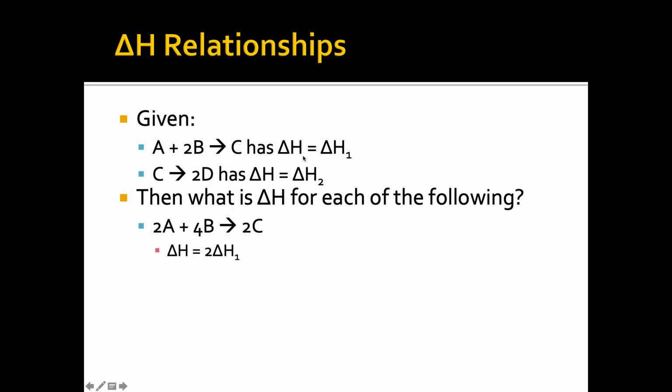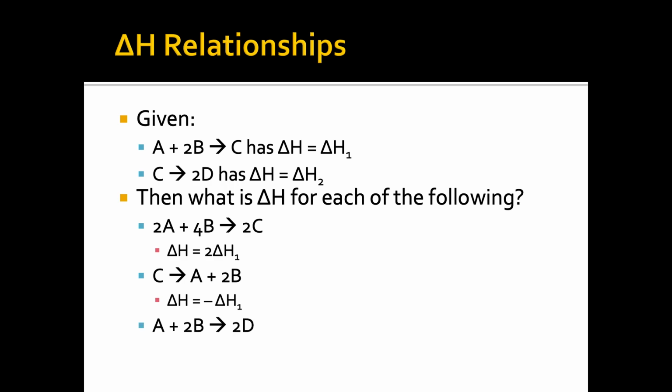So if you multiply all of your coefficients by the same constant, you multiply the delta H by that constant as well. Hopefully that makes some intuitive sense. If you reverse the reaction, this is what we said on the last slide: all you do by reversing the reaction is switch the sign. The number stays the same in that case.